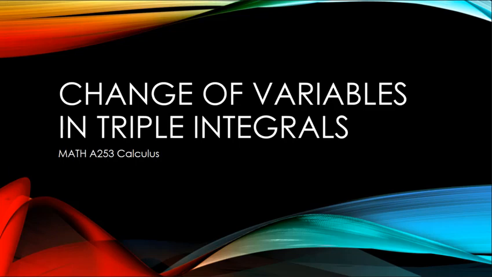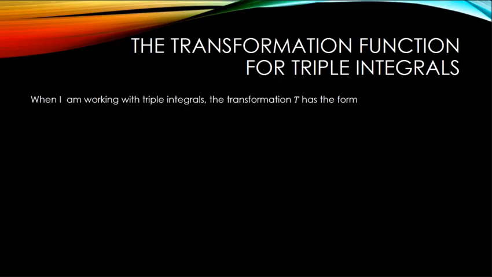Now I want to expand my ideas for changing variables to triple integrals. When I want to transform a function for triple integrals, the only difference between what we did before and what we need to do now is that my transformation function will now have three components. My transformation will be such that x is equal to g of u, v, w, y is equal to h of u, v, w, and z is equal to p of u, v, w.